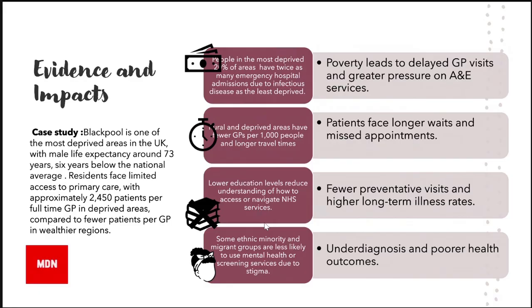This case also shows that lower health literacy contributes to delayed GP visits and misunderstandings of how to navigate NHS services, as residents face limited access to primary care with approximately 2,450 patients per full-time GP in deprived areas as compared to fewer patients per GP in wealthier regions.